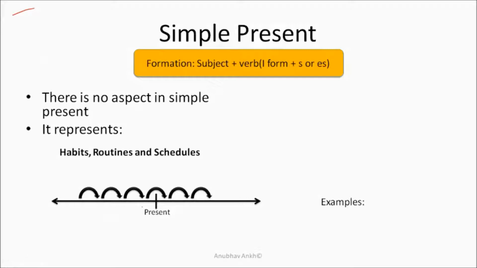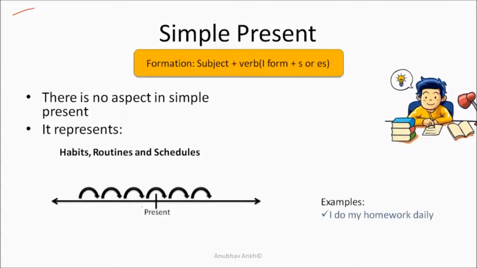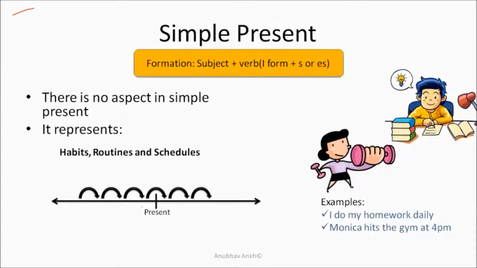What are the examples? I do my homework daily. This is a habit. This is something that you do on a daily basis. Monica hits the gym at 4 p.m. She goes to the gym daily at 4 p.m.